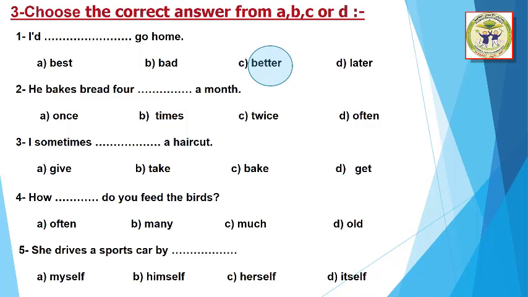Number 2, he bakes bread for space a month. Once, times, twice, often. What's your answer? Yes, he bakes bread 4 times a month. Number 3, I sometimes space a haircut.